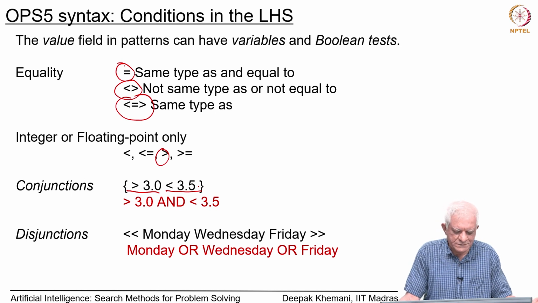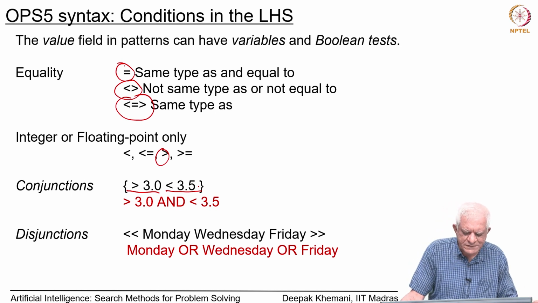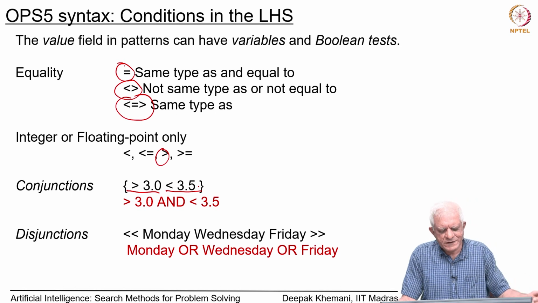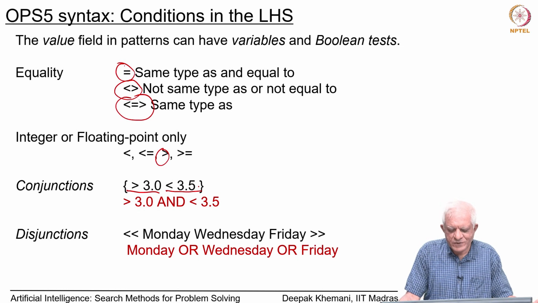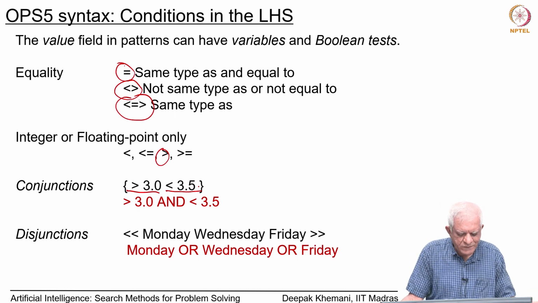We can have disjunctions, that we will have for example, an afternoon tea session in the department on Monday or Wednesday or Fridays, because those are the days when people are more free in the afternoons.